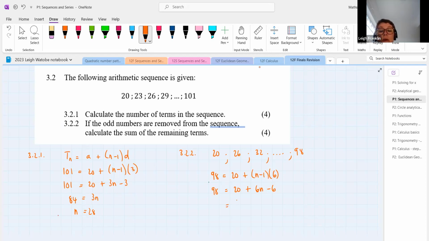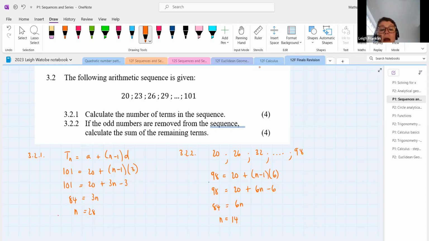So we'd end up here with 6n. And then as far as the 98 is concerned, that would end up being 84. So n would be equal to, okay.